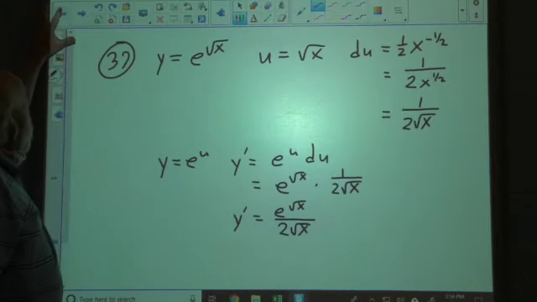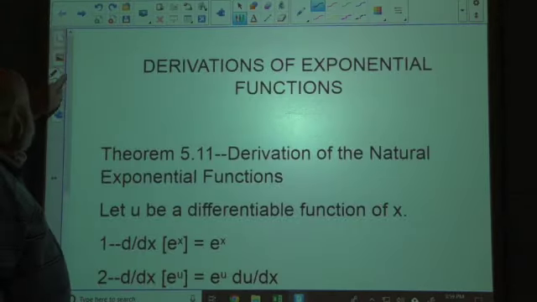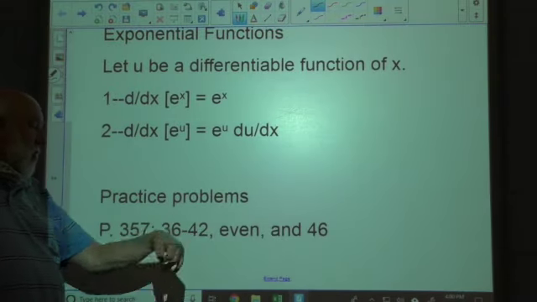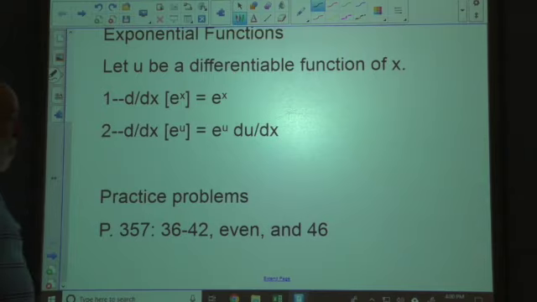So your practice problems are 36 to 42 even, and then do number 46. Have fun.